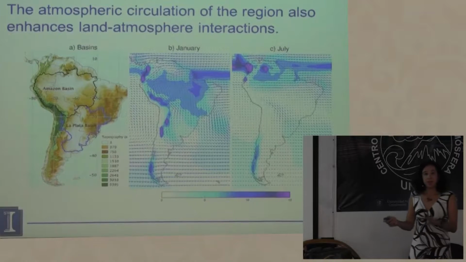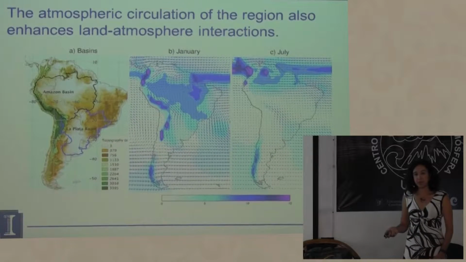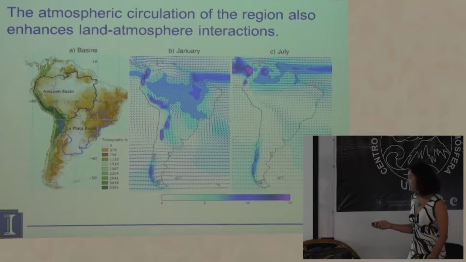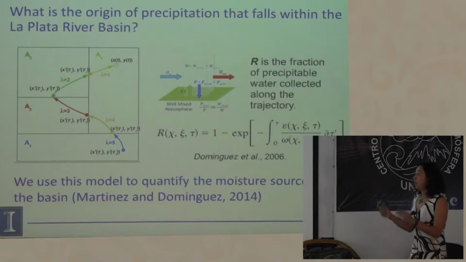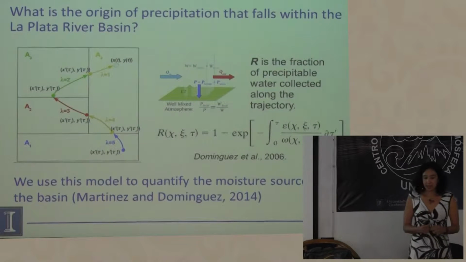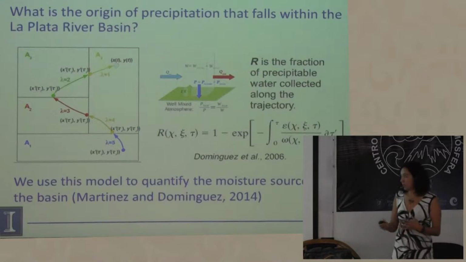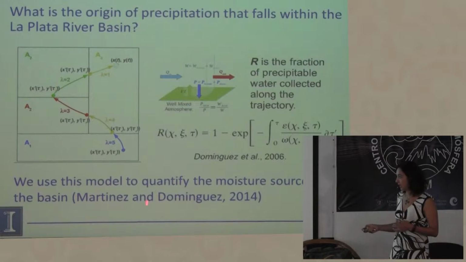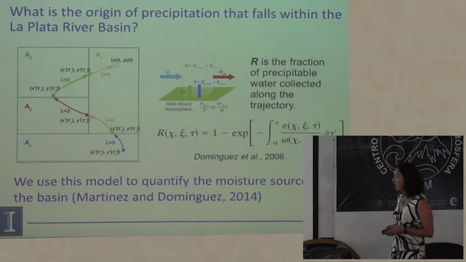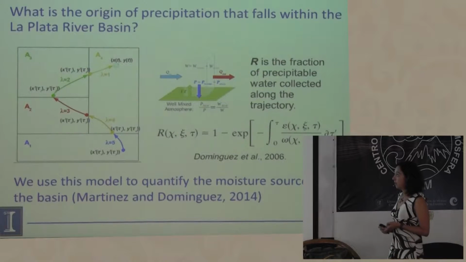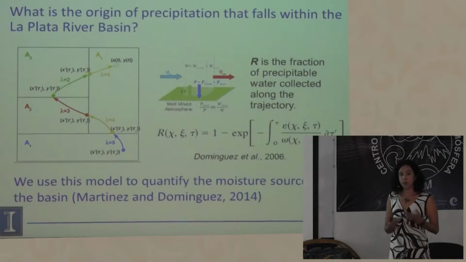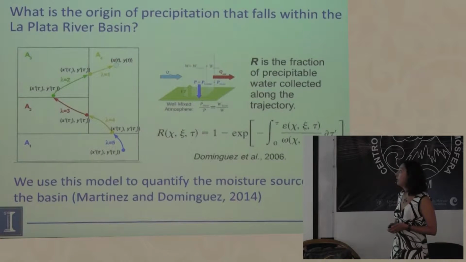Okay. If any questions, please raise your hands, and I'll be glad to answer throughout the talk. Okay, so the first question that we tackled, this is a 3-part series. This is the first paper for Alejandro's PhD thesis. So the first question is, what is the origin of precipitation that falls within the La Plata River Basin? Where does the moisture come from?